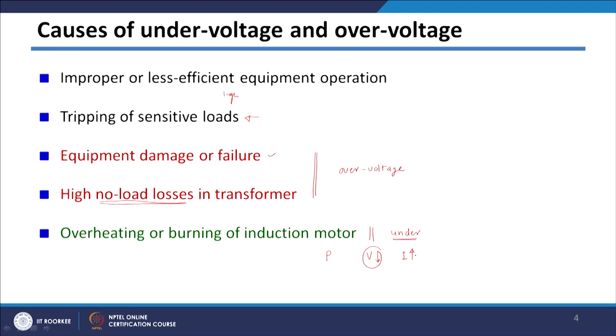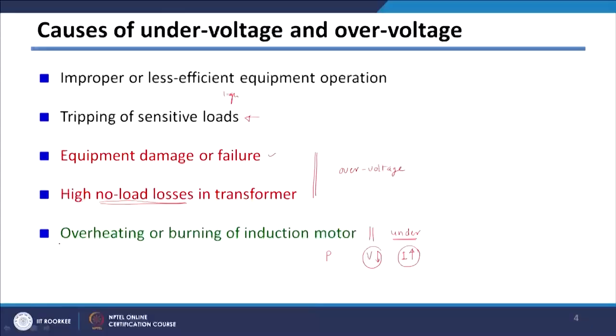more, in that case the current to the motor will increase, or basically it will increase the copper losses in the motor, and there are many chances that the motor will get burned. So, there is overheating of the motor because of more copper losses, or burning of the induction motor may happen due to under voltage conditions. So, these are various effects of under voltage or over voltage on your equipment.